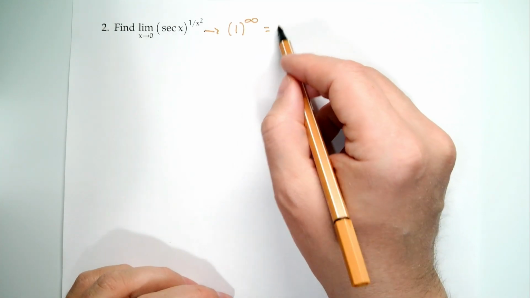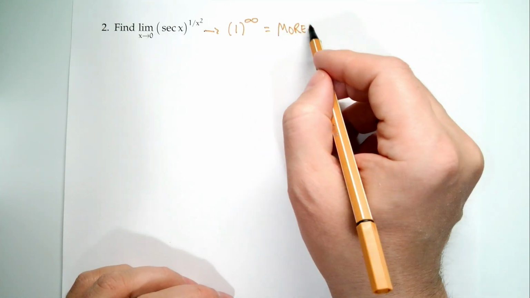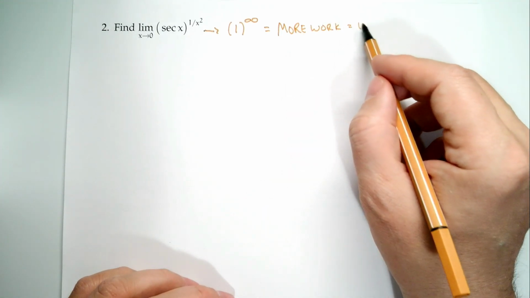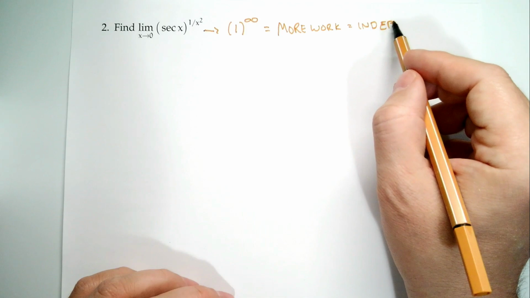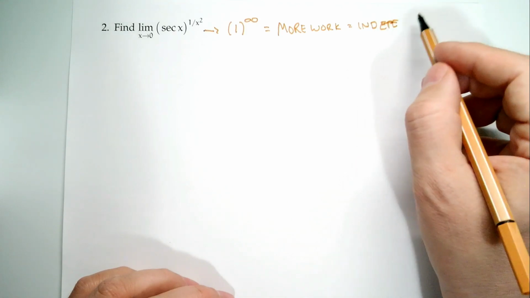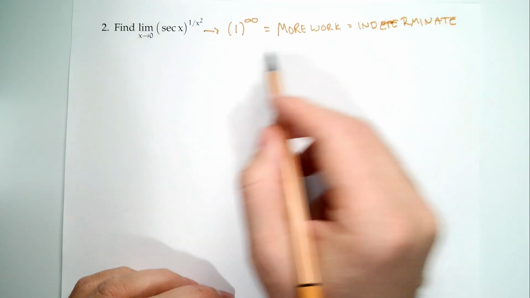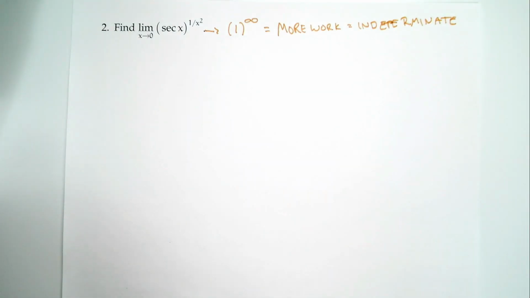The answer is, it's more work. Now, you might be wondering, why do we call it more work? Well, because it's easier than trying to spell indeterminate, which is a hard word to spell. More work is easy to spell. All right, so it's indeterminate, meaning we have to do more work.